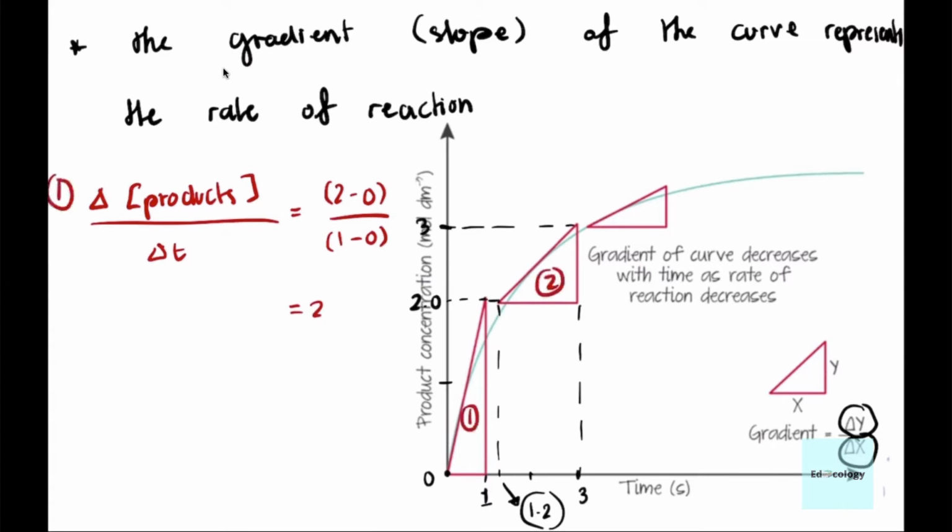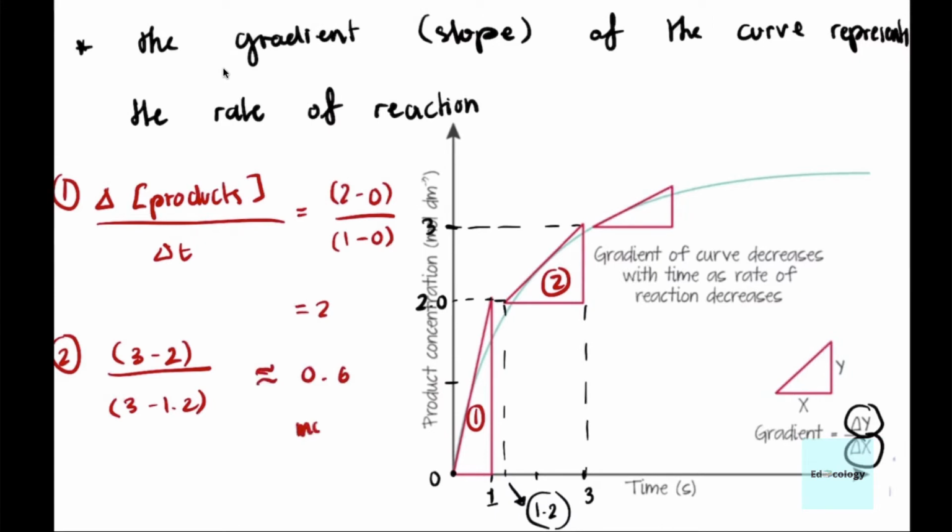So this was for 1, and now this is for 2, which will be 3 minus 2 over 3 minus 1.2, which will be 0.6, around that. It's not very accurate. And don't forget the units. It is mole per decimeter cubed per second. And here, same thing. So here you can see that the reaction rate is way greater than here.